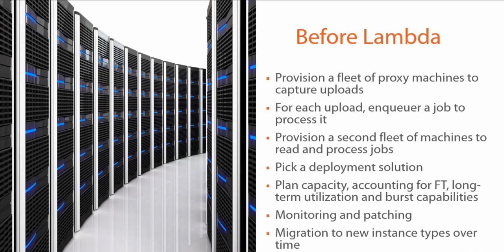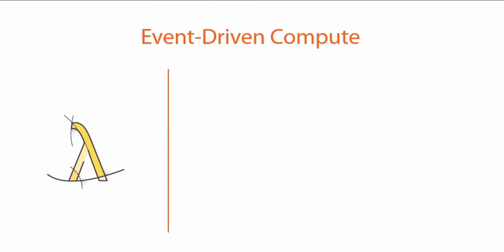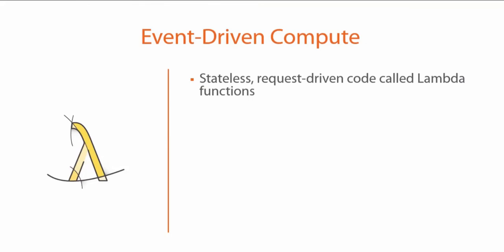All right, so it's an event-driven compute. So what does that mean? So it's stateless, request-driven code called Lambda functions. So again, these request-driven codes are called Lambda functions, and the reason I want you to remember this is because if we reference them, you have to remember that they're called Lambda functions essentially, and they're triggered by events.